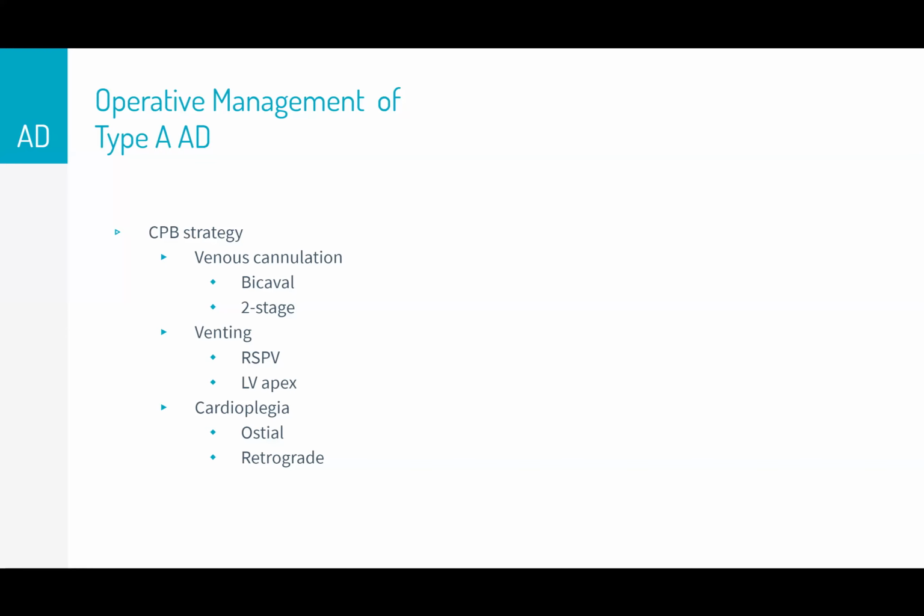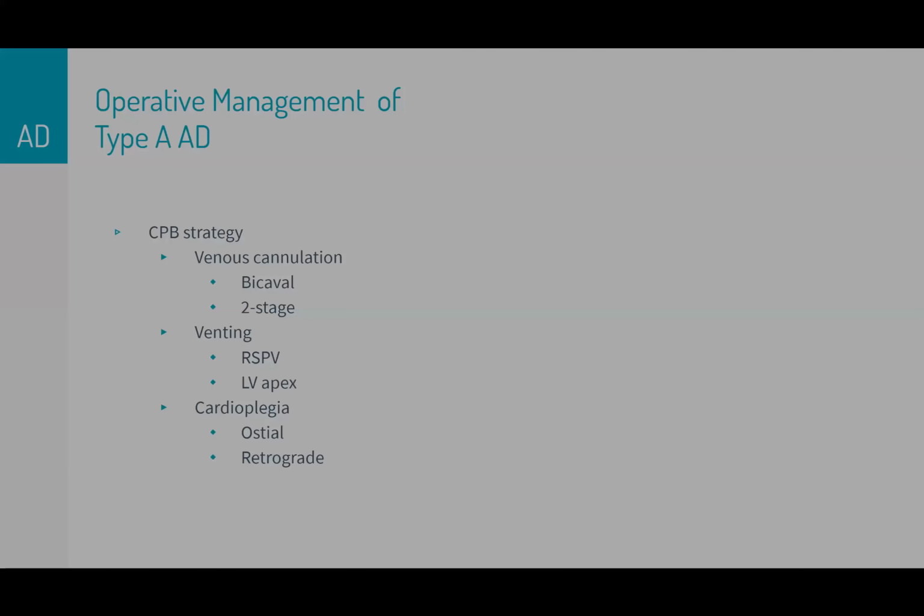Thank you. So, as we said, Dr. Haytham mentioned almost everything regarding cardiopulmonary bypass strategy. But to summarize, in the venting, it's important, especially when you have aortic valve insufficiency. You can do it through the right superior pulmonary vein or the left ventricular apex. Cardioplegia, you can do it either ostially, directly into the coronary ostia, or retrogradely through the coronary sinus.